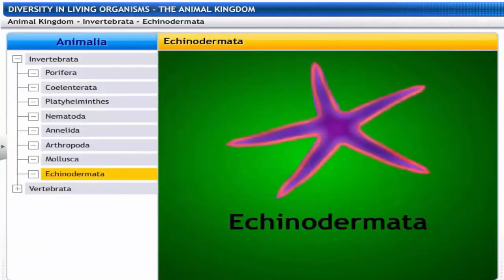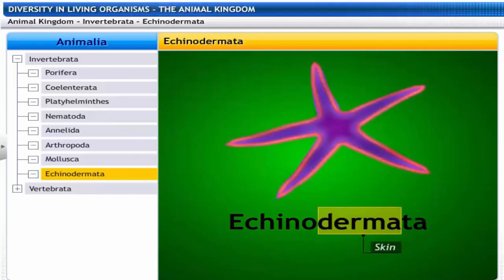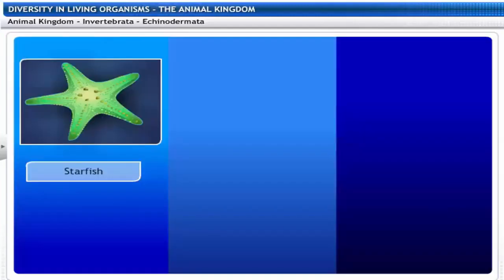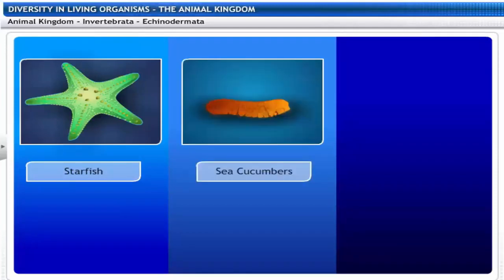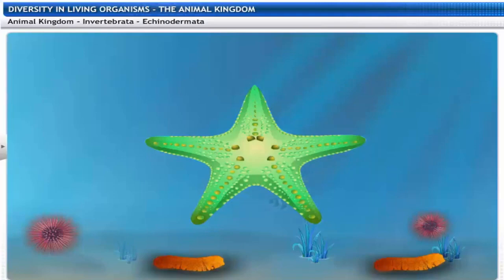Echinodermata are spiny-skinned organisms and get their name from the Greek words echinos, meaning protective spines, and derma, meaning skin. The phylum Echinodermata includes starfish, sea cucumbers, and sea urchins. Echinoderms are exclusively free-living and they are marine animals.